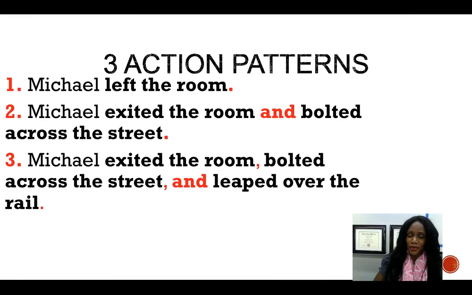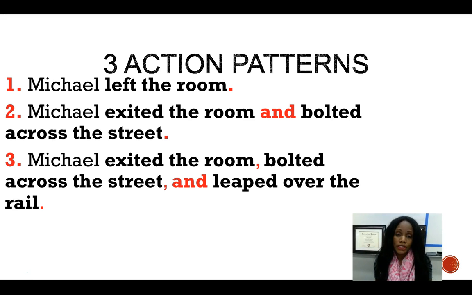Before we do that though, I want to touch on some items that we didn't necessarily cover in the last video that are important for you to know, which is the 3 action patterns. The first one is where you have one verb: Michael left the room. A rather short and concise sentence. Sentence number 2 shows Michael exited the room and bolted across the street. Notice in this case, the 2 verbs are separated by the word and: exited the room and bolted across the street.